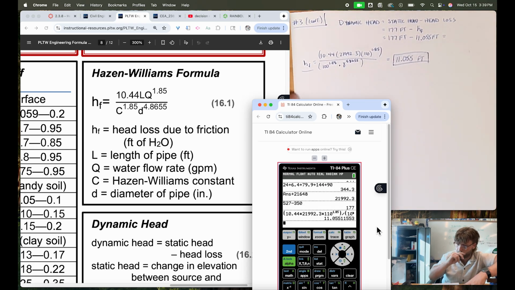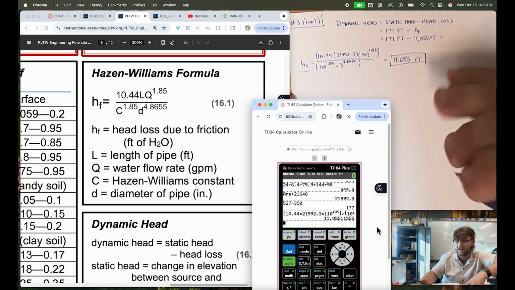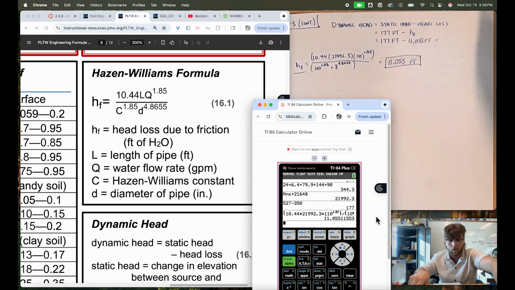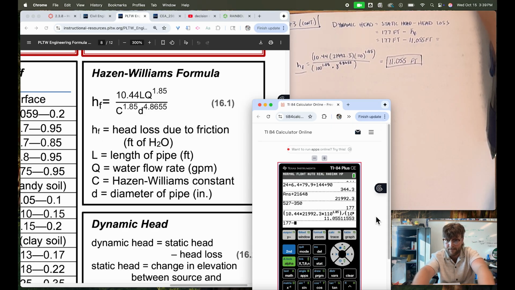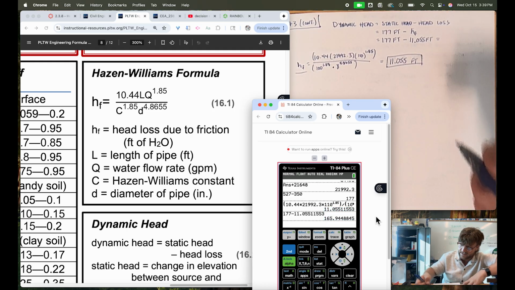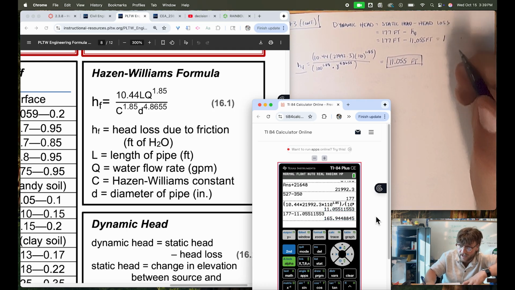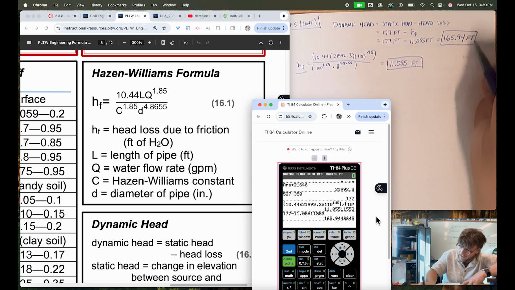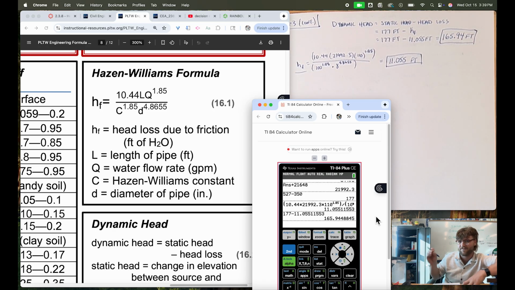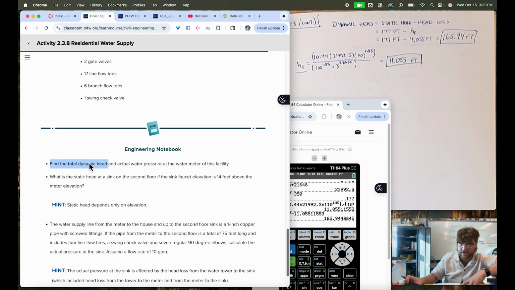And so now whenever we calculate this out, we can take our 177 minus that answer that we just got. And so now that's going to tell us our dynamic head, or the actual head. So that's 165.94. And that's feet of water. So I'm going to go ahead and inbox that answer. So that is the feet of water. So that's our dynamic head. And so that's what they were asking us.